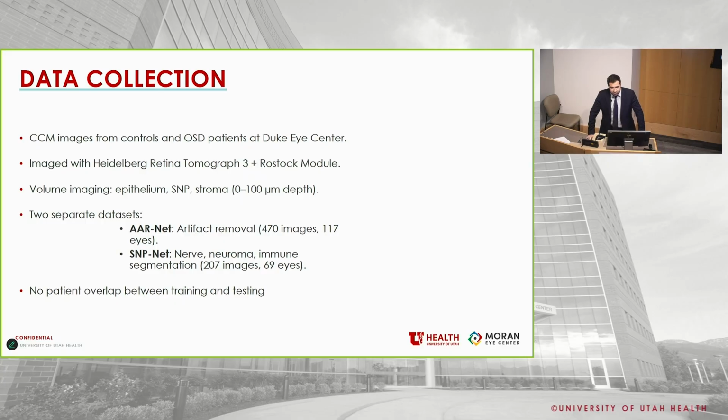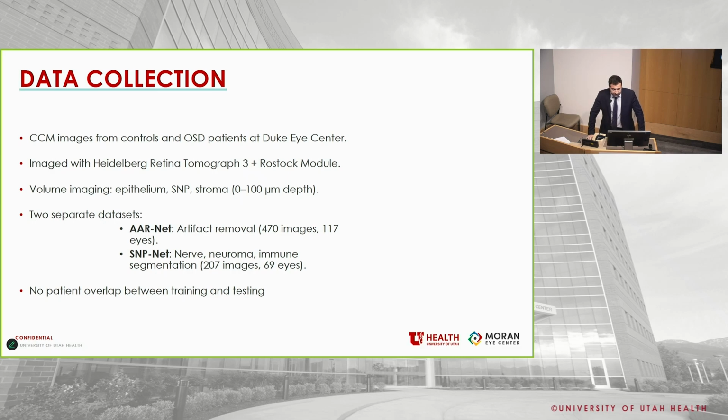One of them, a neural network called AARNet, had the purpose of removing artifacts. Taking pictures, we don't really have clean pictures on confocal microscopy. Being a direct corneal touch machine, you get a lot of applanation artifacts. So we want to train a machine to be able to localize the area of interest. And then the second neural network was the one focused on segmenting nerves, immune cells, and neuromas.